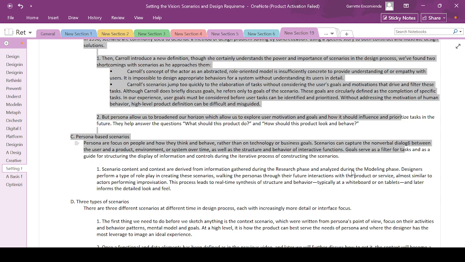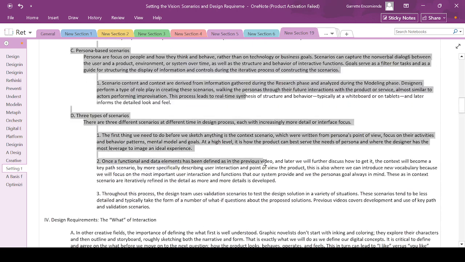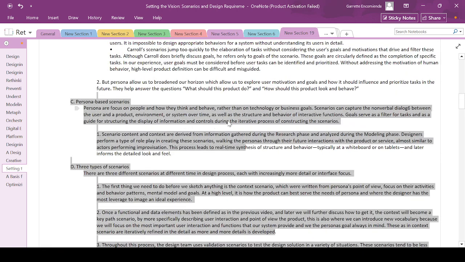So it more encompasses the overall problem rather than just one. Based on scenarios, personas are focused on people and how they think and behave rather than on technology or business goals. So it is focused on people, not so much on technology. Technology is just a means to achieve people's goals.